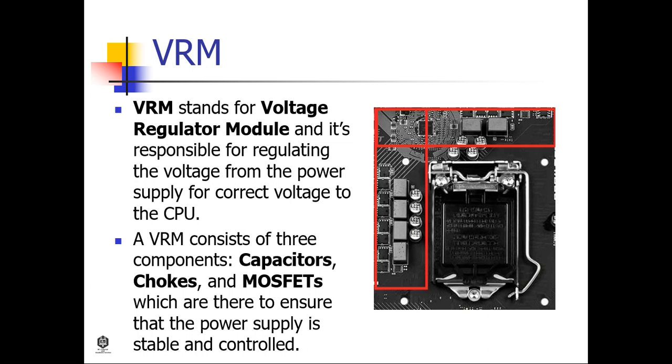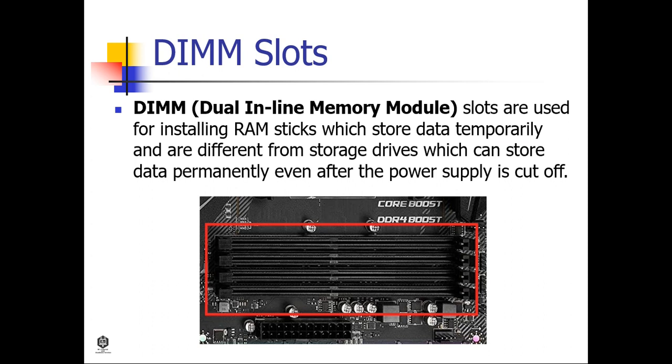Next, the DIMM slots. DIMM or Dual Inline Memory Module slots are used for installing RAM sticks which store data temporarily and are different from storage drives, which can store data permanently even after the power supply is cut off. DIMM slot quantity varies from board to board. A modern motherboard with any of the four form factors can consist of DIMM slots ranging from 2 to 8.